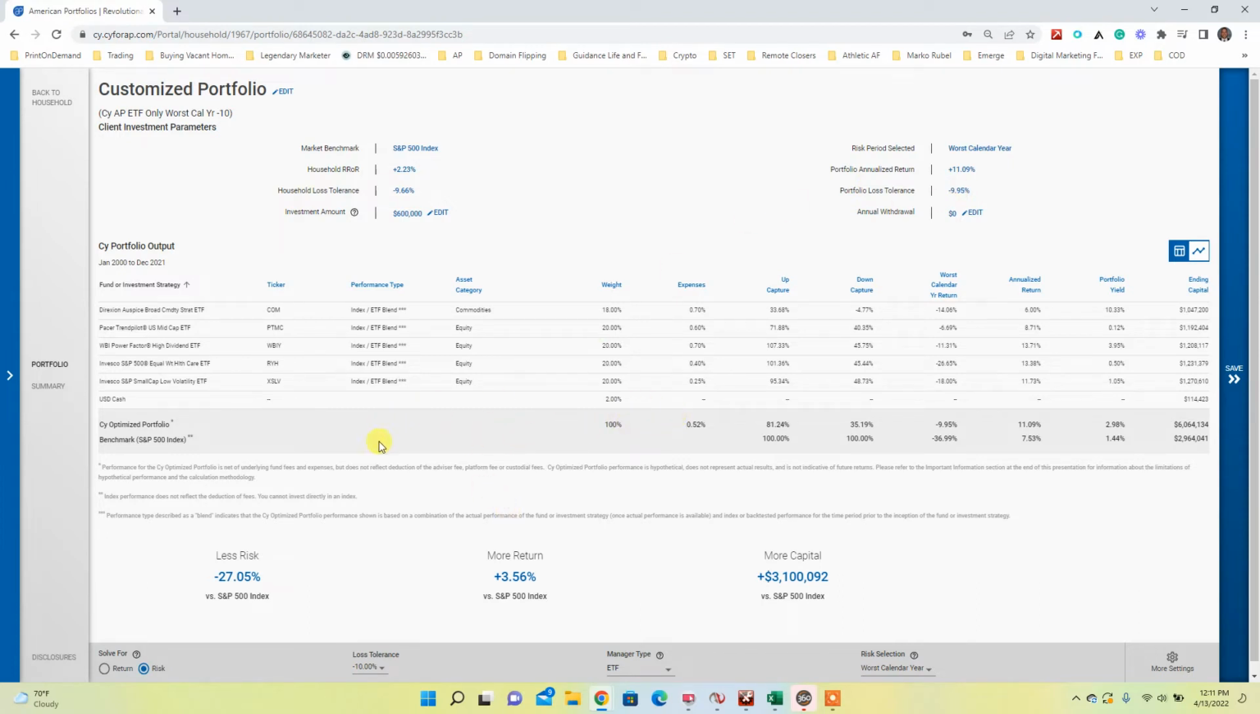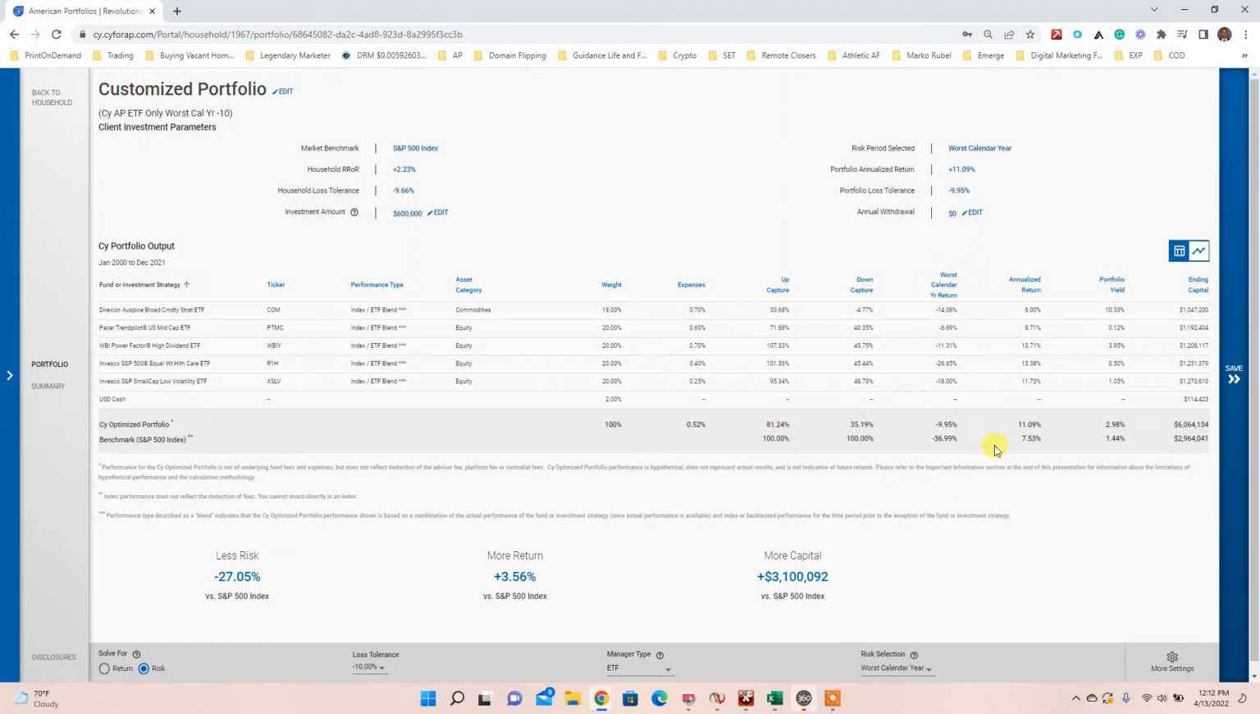When we look down here, this is the most powerful part of this whole software. You're going to see the upside capture. If the S&P goes up 10%, you can look to gain probably about 8% of that 10%, so it's not going to outperform the S&P. But if the market goes down 10%, you look to lose about 3.5%. So you're keeping more of your money. You're not getting as much performance as the S&P, but you're keeping a lot more money than if you just directly invested in the S&P.